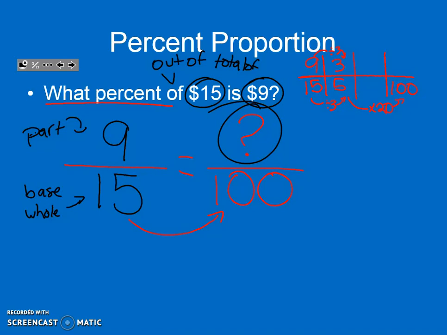So 5 times 20 gives me 100, and whatever I do on the bottom, I need to also do on the top to remain consistent. So 3 times 20 gives me, you guessed it, 60. So I know that 60% of 15 is 9, or 60% of $15 is $9. So remember to pause the video, go back, just in case if you have missed anything. We're going to try our next example.